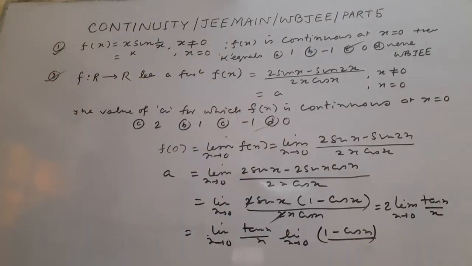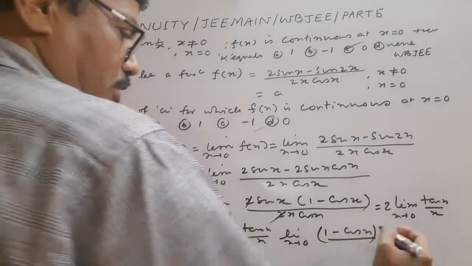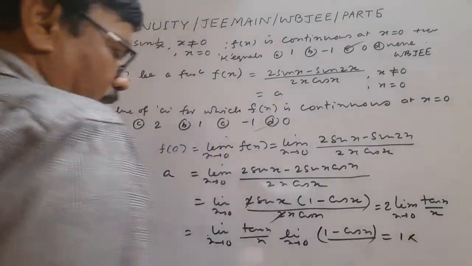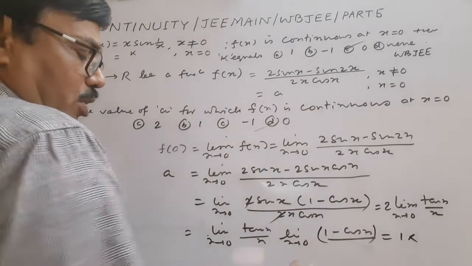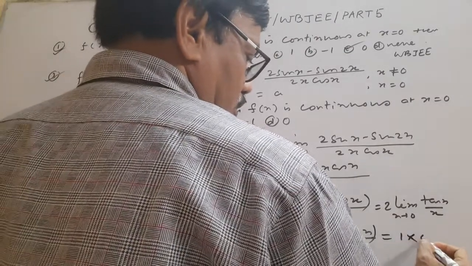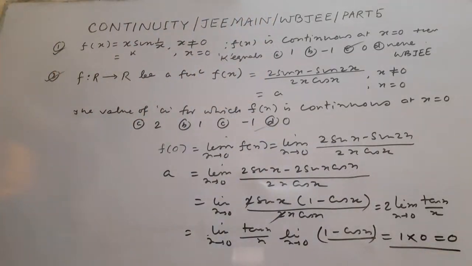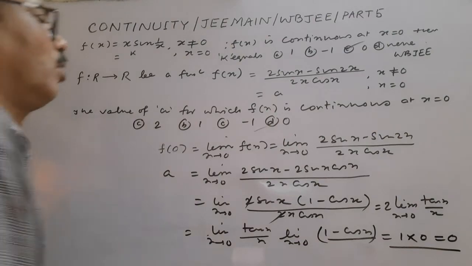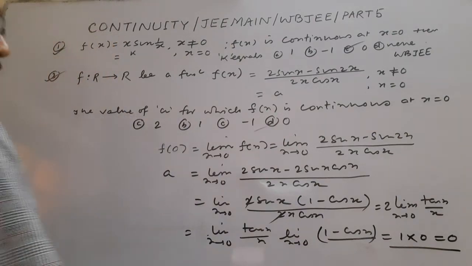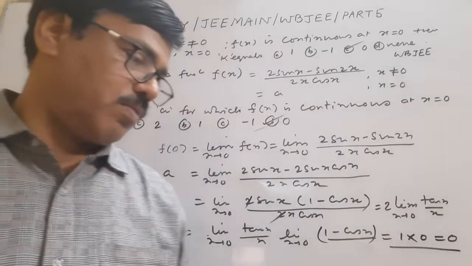1 minus cos x. So, sin x by cos x, tan x by x. So, this is 1. And as x tends to 0, cos x tends to 1. So, 1 minus 1 is 0. So, final result is 0. So, what is the value of a? So, a is 0. So, these are all simple problems of WBJEE.